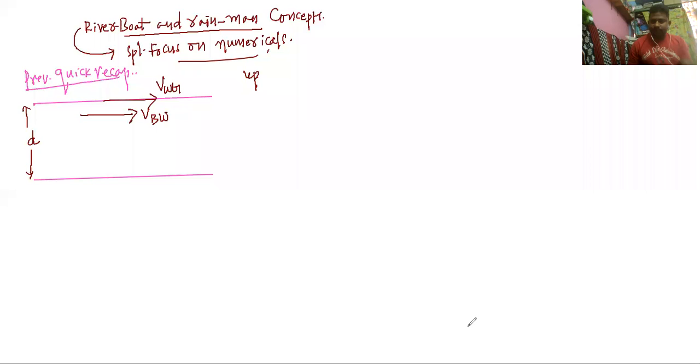Then the concept of downstream we had already discussed. Downstream means in the direction of the water if the boat is moving. In the downstream, velocity of the boat with respect to the ground. That means for the person who is observing from the ground, the velocity of the boat with respect to the ground will be equal to velocity of the boat with respect to water plus velocity of the water with respect to ground.